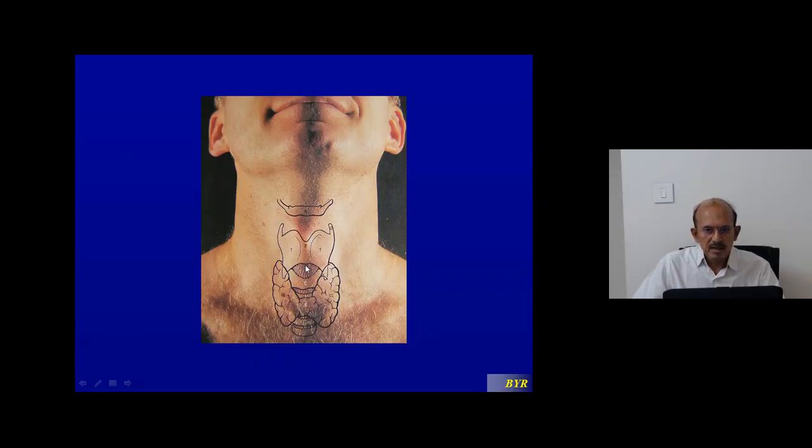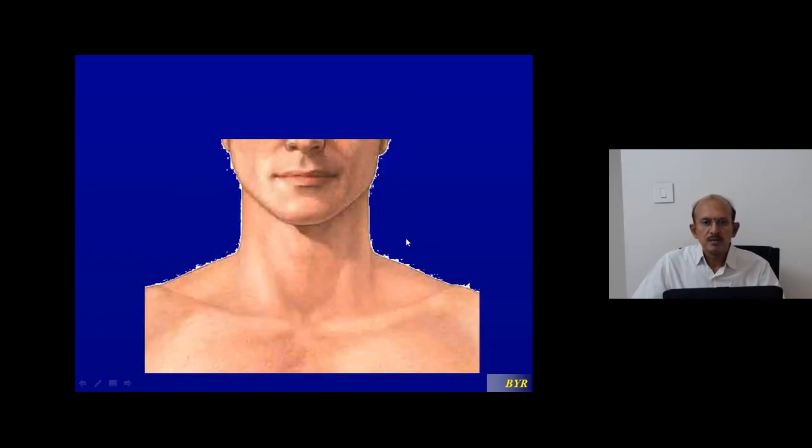So these three you should know: this is the hyoid bone, this is the thyroid cartilage, this is the cricoid cartilage. These are the bony and cartilaginous landmarks to understand the anatomy of the thyroid gland. First of all, let us see all the layers of the neck. Then you can understand exactly the anatomy of the thyroid gland.